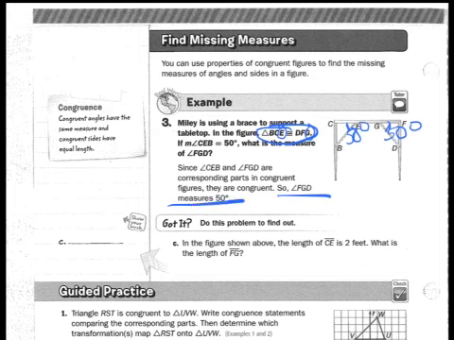If you look at part C, it says the length of CE is 2 feet. And they want to know what's the length of FG. Well, if I go back to my congruent statement, I can tell that CE, those two letters, would be equal to FG. So that means FG also has to be 2 feet.